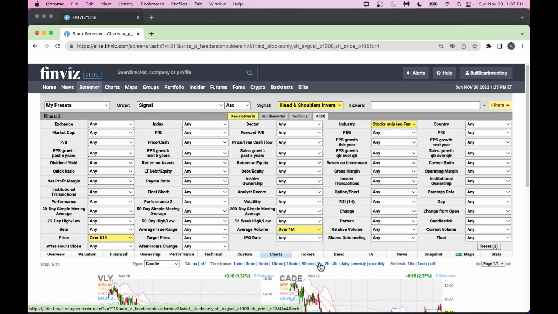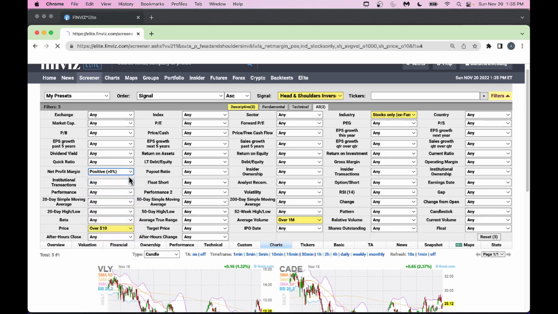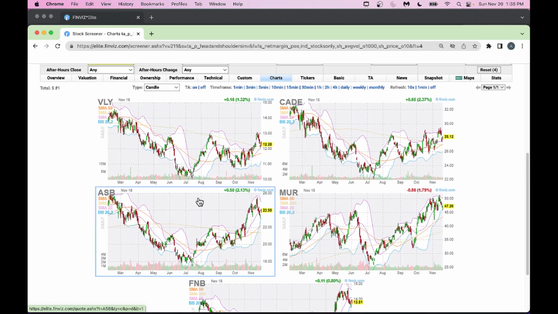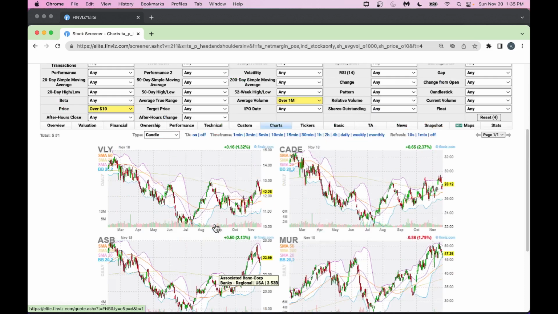And for many of you, like myself included, if you want to look at the profitable companies, you can say, I want net margin positive. Now it's just 5 stocks. These are net margin positive companies. You could go after those and go from there.